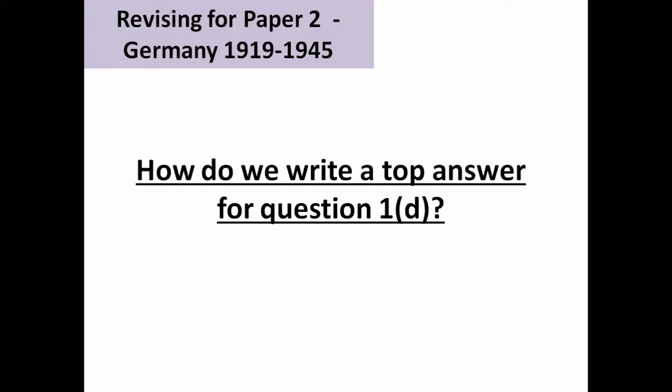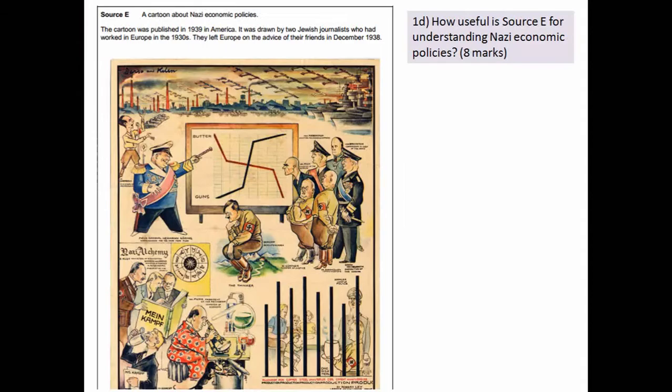Okay folks, hello, we're going to talk through the 1D question now from the Germany paper. 1D, you'll remember, is the how useful question, and it's worth 8 marks, so one that's really worth trying to get right and trying to prepare for. So we're going to talk through this example that came from last year's paper when they asked how useful is source E for understanding Nazi economic policies.